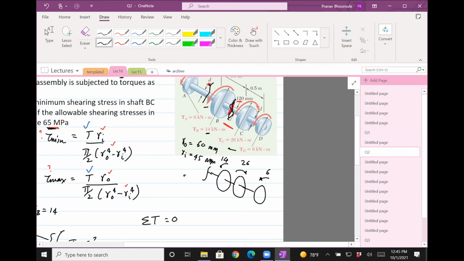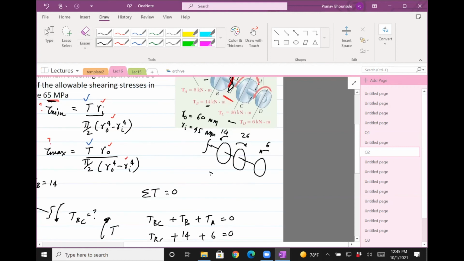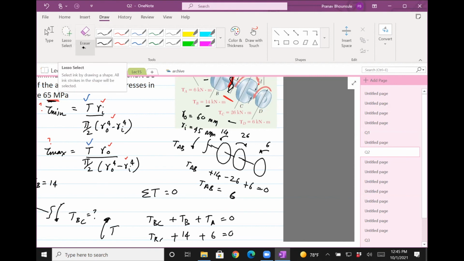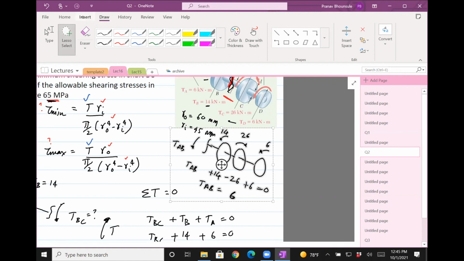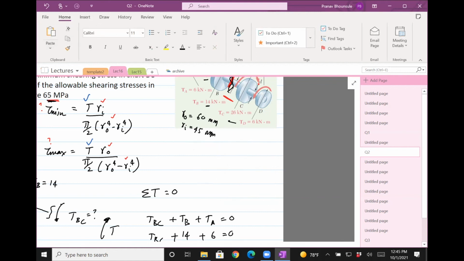So this is going to be positive 14, because it's counterclockwise, minus 26 clockwise, and plus 6. And then let's assume that it is counterclockwise, tau AB, should be equal to 0, and tau AB equals, what's the answer? 6, okay. Is it positive? Yeah. So you can get the same answer going the other way, because it's in equilibrium. If it was not, then no. Yeah, but good question.